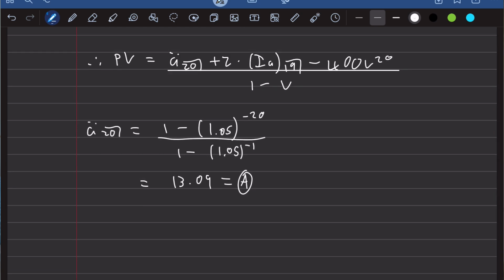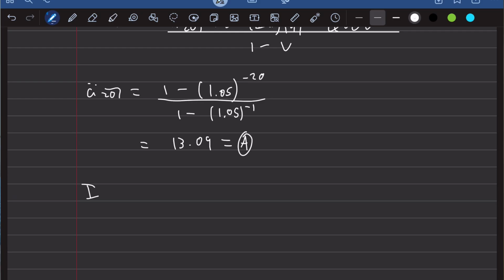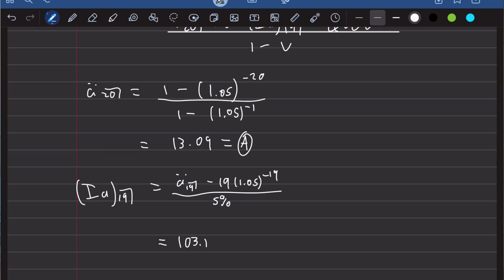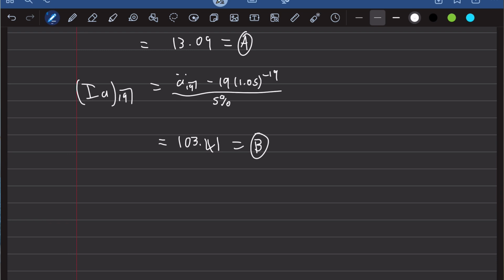So now we've worked out the first thing, so now we need to work out an increasing annuity for 19 periods. This is the formula, minus nv^n, so 19 times 1.05 to the power of negative 19, over i, which is 5%. Cool. When you type this into our calculator, we're going to get 103.41, which we'll store as B. And I think that's everything we need.